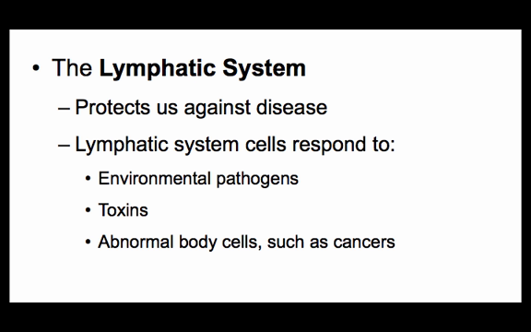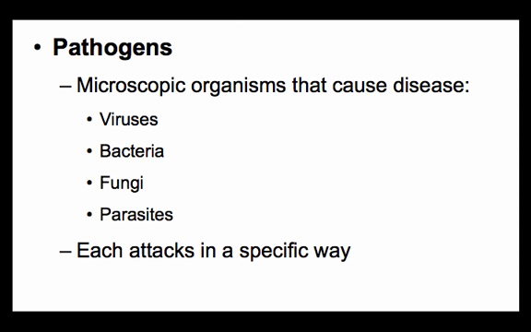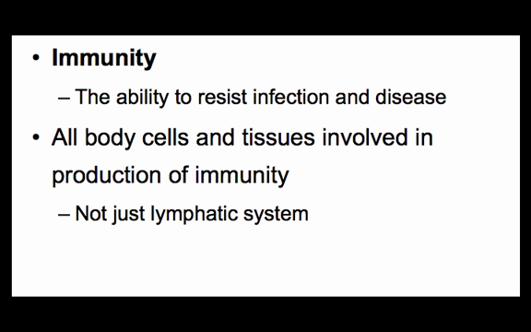The lymphatic system responds to pathogens, toxins, and abnormal body cells such as cancer. Pathogens are microscopic organisms that cause disease. Viruses, bacteria, fungi, and parasites are all pathogens that attack the body cells in different ways. Immunity is your body's ability to resist infection and disease. All the body cells and tissues, and not just the lymphatic system, are involved in producing immunity.